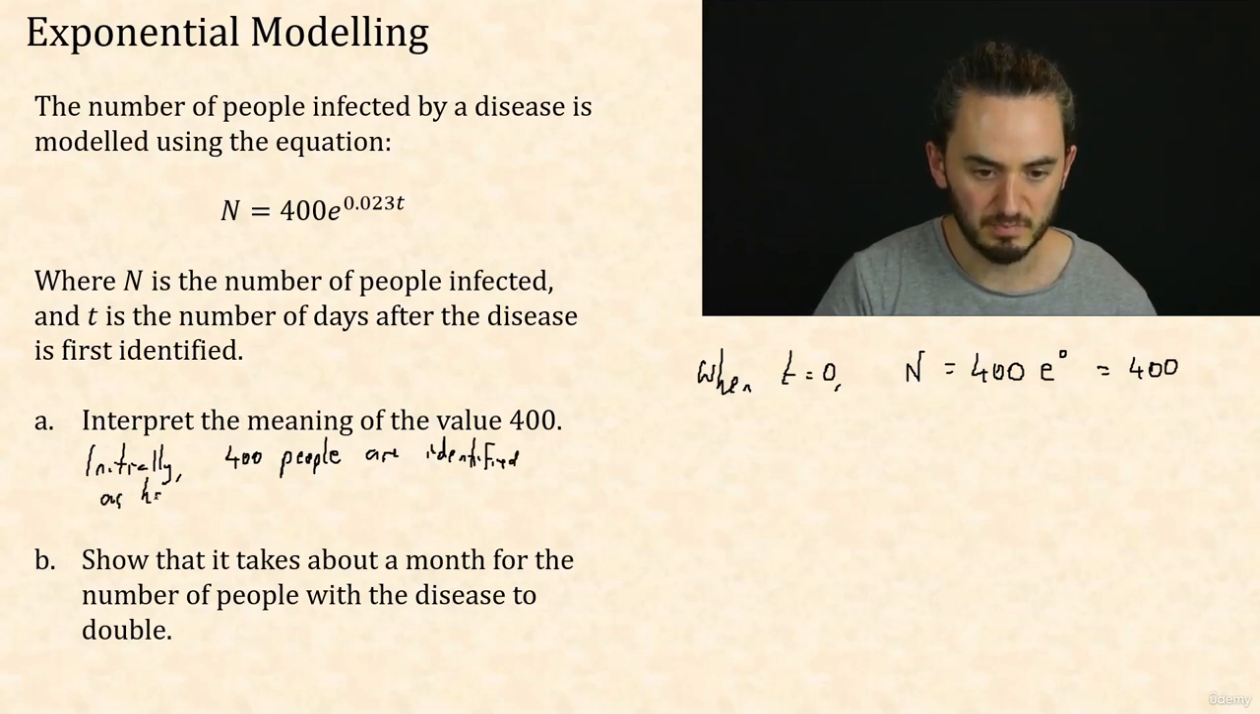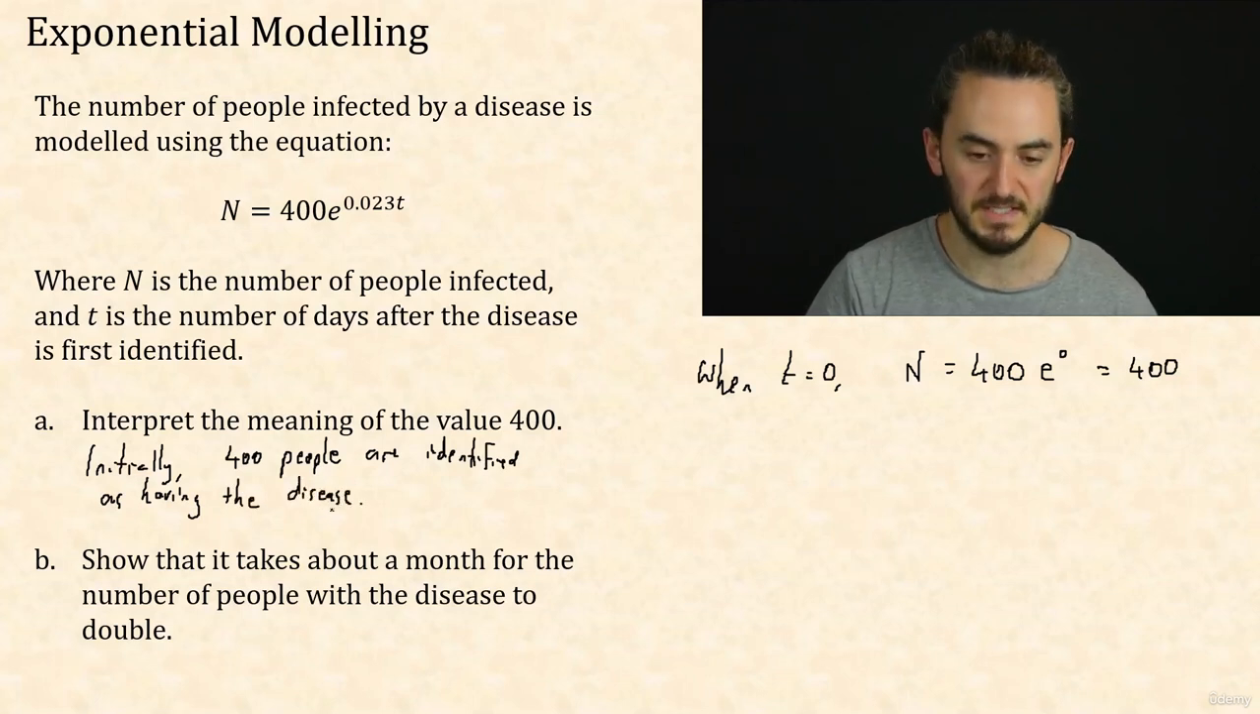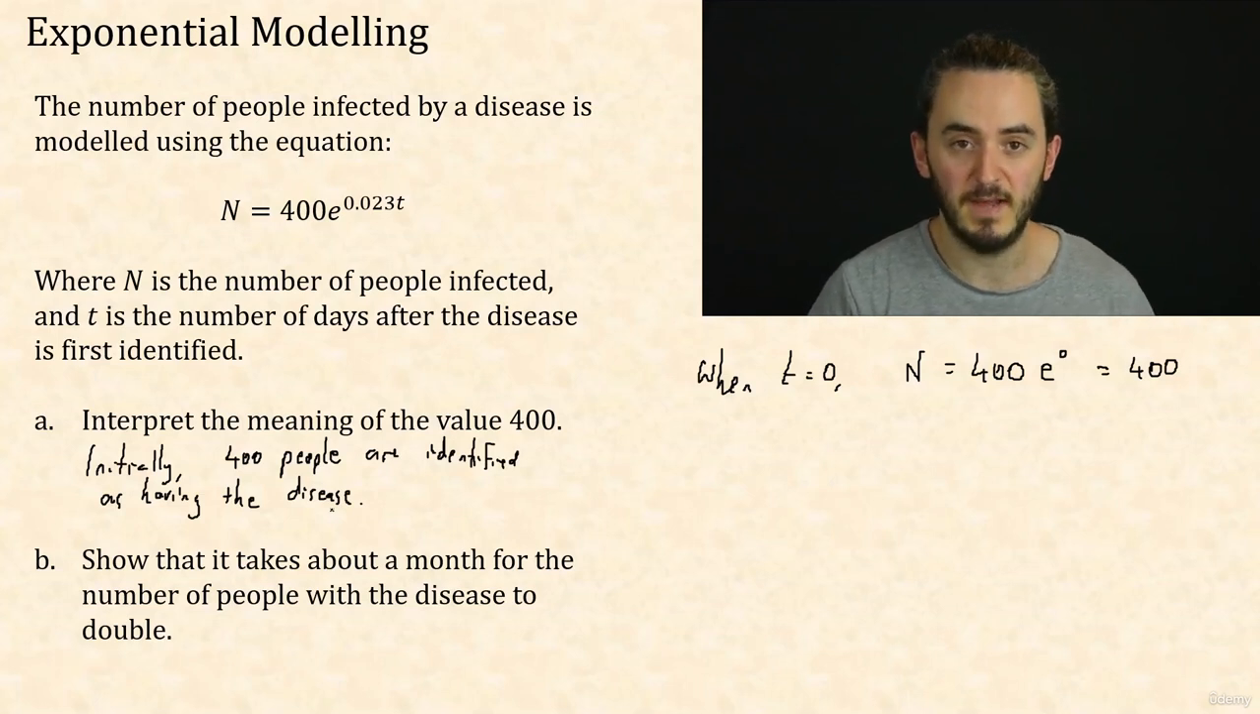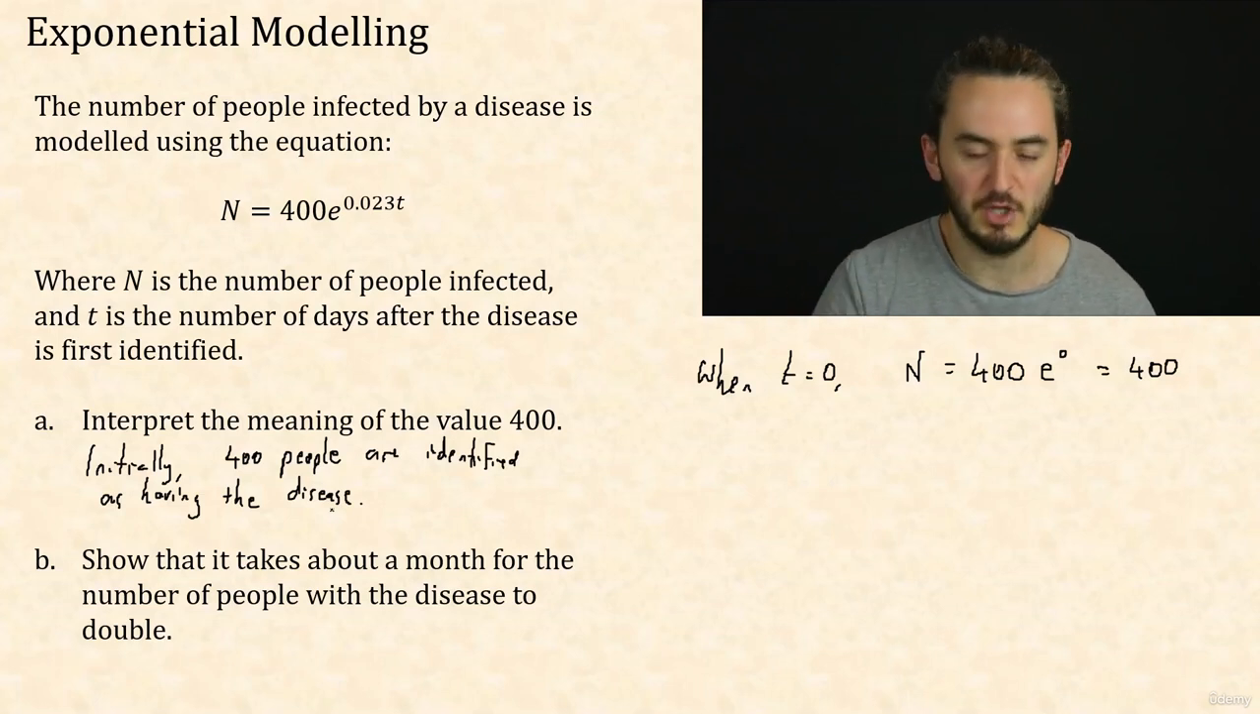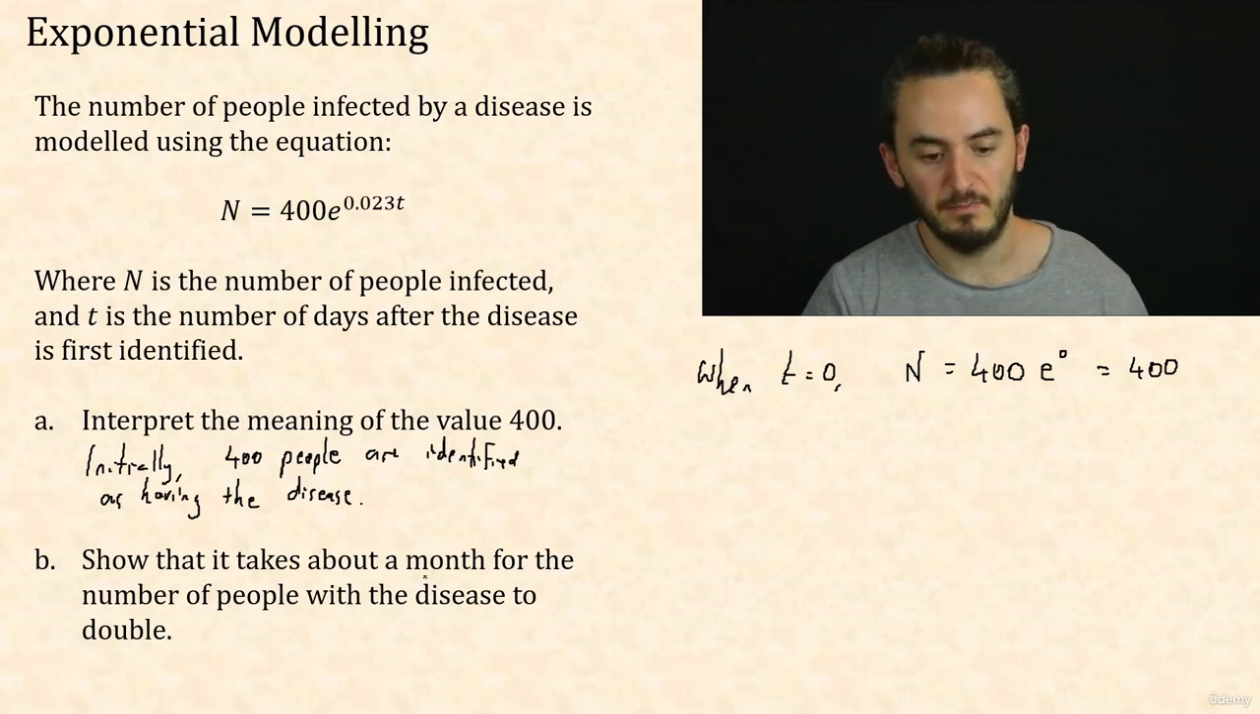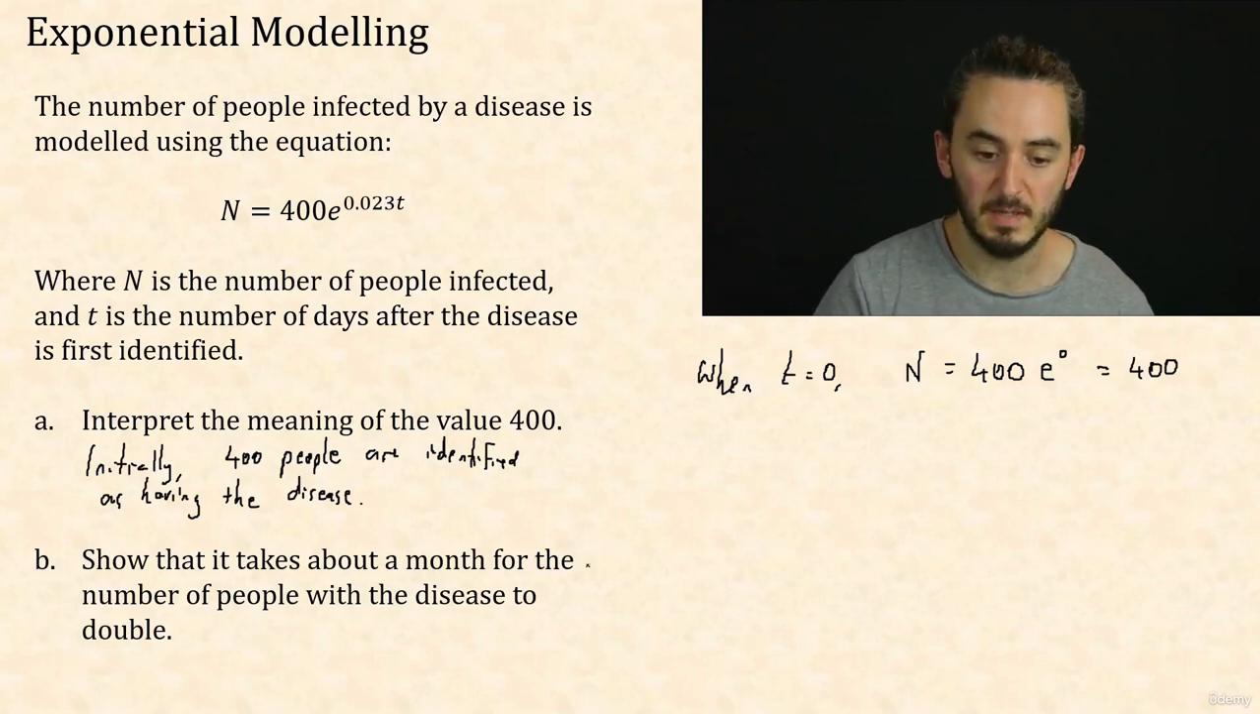And this is pretty common in the study of diseases, because very often people only know that a new disease exists because a significant number of people have had it. So you very often don't catch the first person to have it. Show that it takes about a month for the number of people with the disease to double.